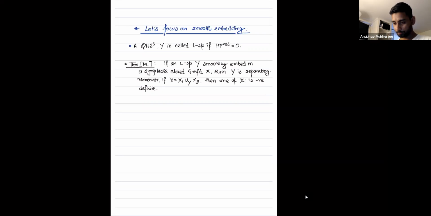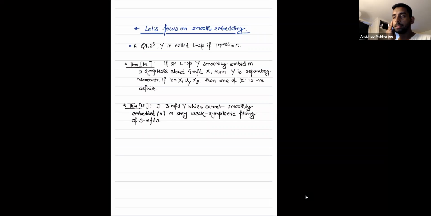Okay, so using this idea, one can prove the following interesting result: there exists a 3-manifold Y which cannot be smoothly embedded in any symplectic filling of a 3-manifold. I'm using a star because you need a small condition here when we talk about smooth embedding of a 3-manifold with orientation. There is something we need to keep in mind, but it is a very small restriction.